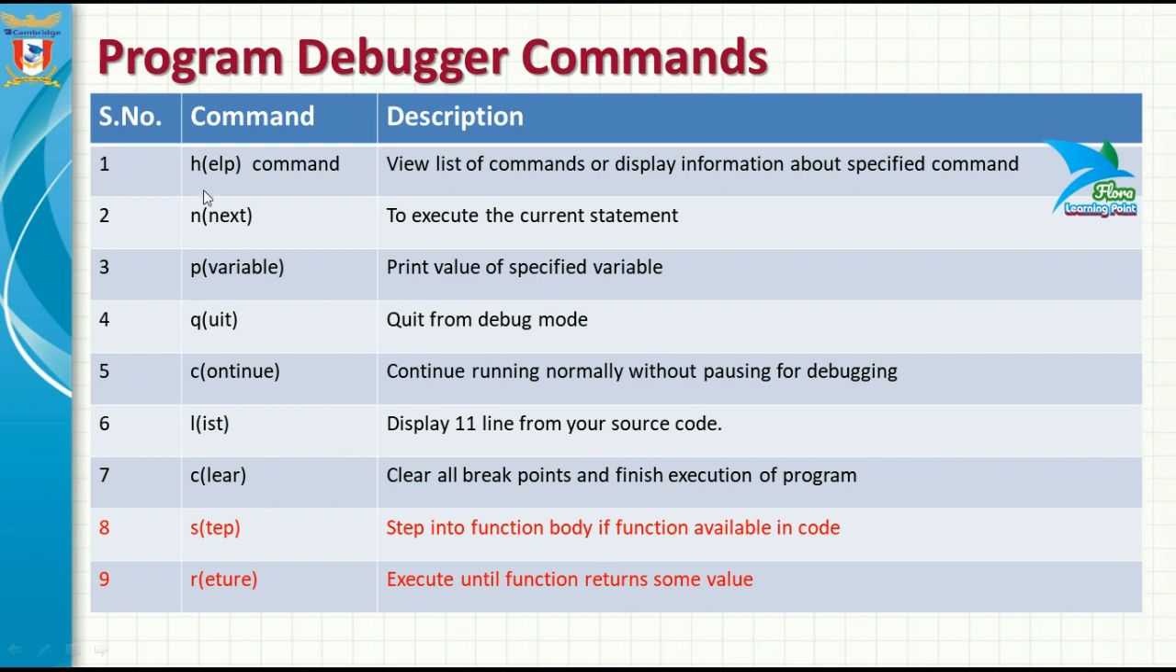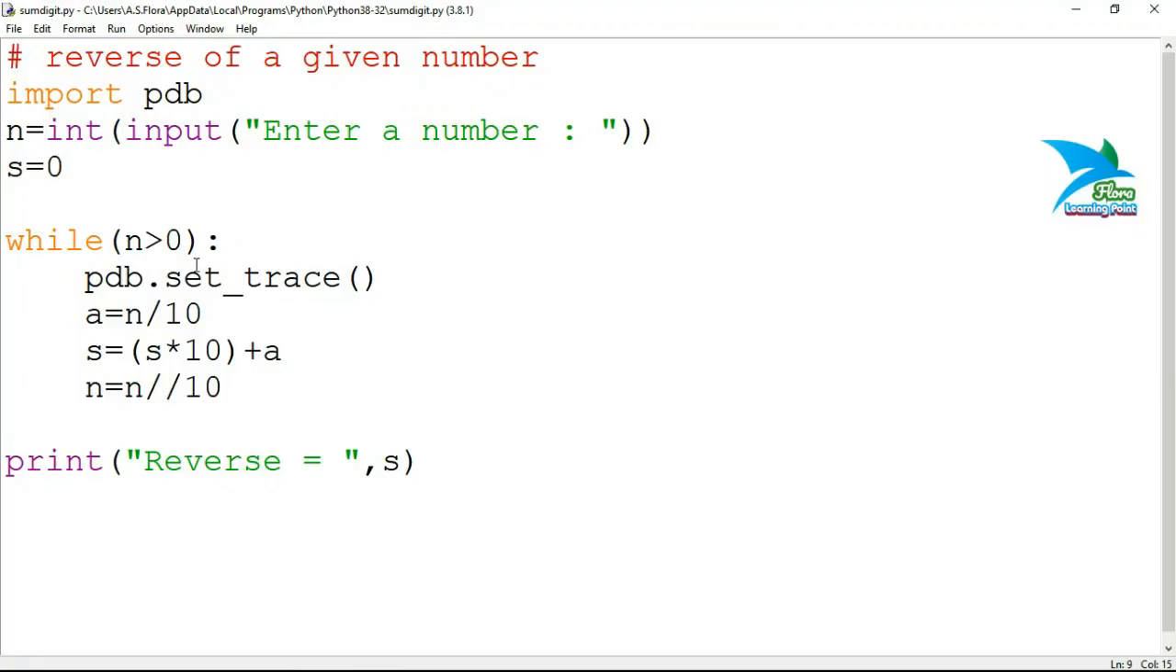First we will discuss the help command, as we have specified here, help in brackets. That means we can use the h keyword only, or you can also use the complete word help. This command is used to view the list of all the debugging commands available in Python, or to display information about a specific command that you specify with that help command. So let's see how to use this command.